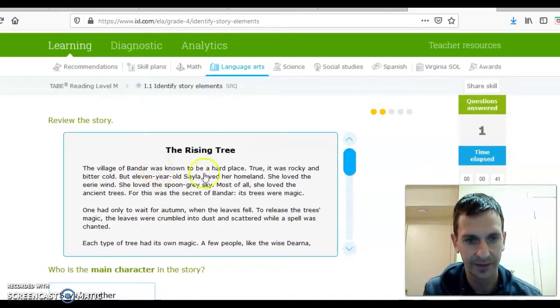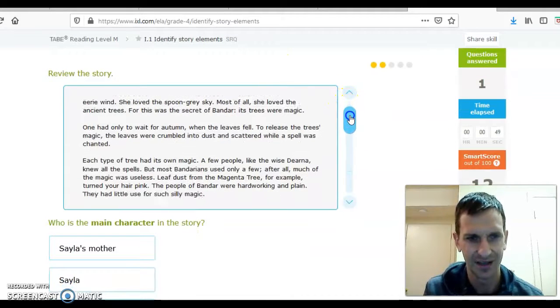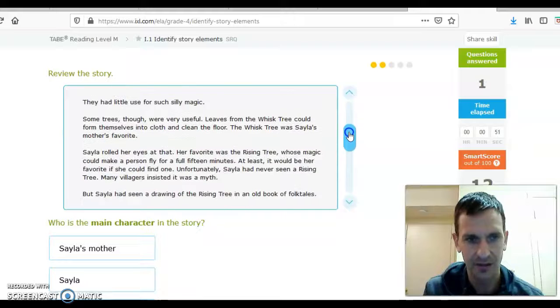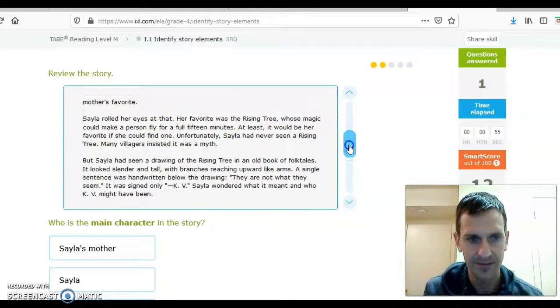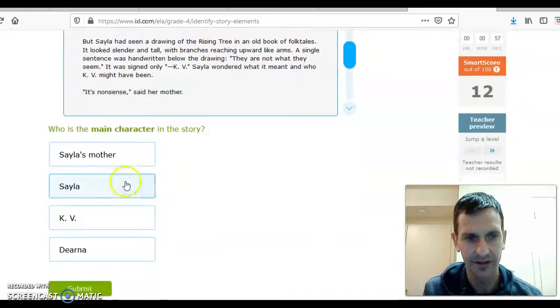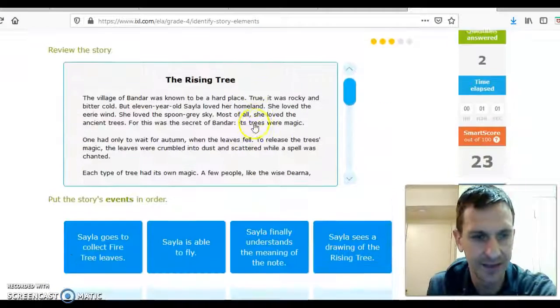Who's the main character? All right, 11-year-old Skylar loved her homeland. She loved it. It says it right there who our main character is. It talks about her. She rolled her eyes. Everything is about Skylar, right? She's the main character. She's the protagonist.